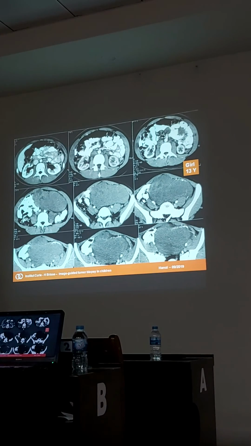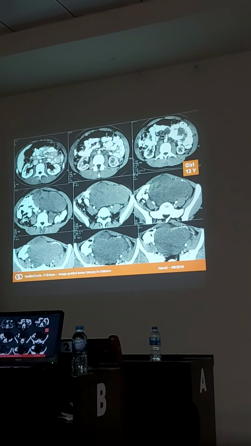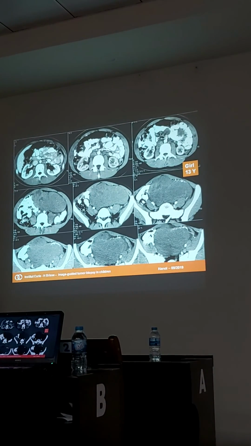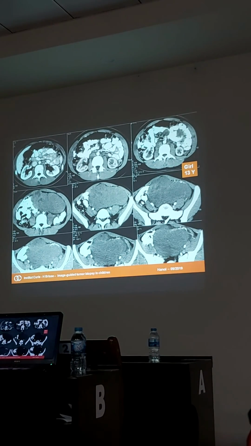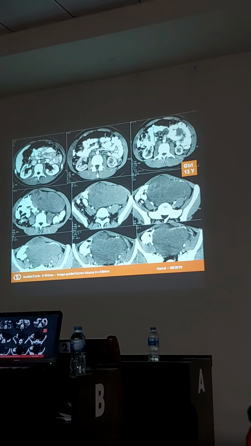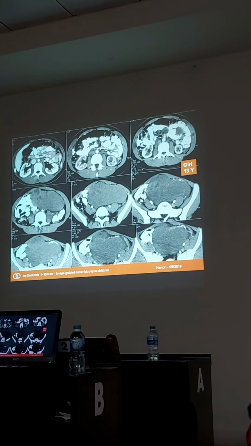Okay. So do you perform a biopsy? No. Thank you. You don't perform a biopsy. You do serum markers, and even if they are normal, you do primary surgery.